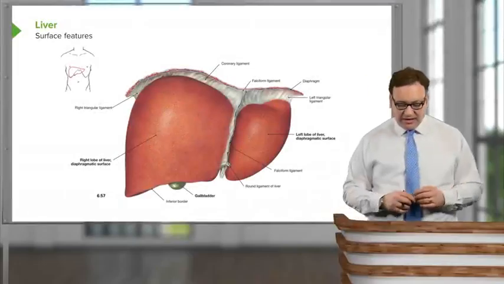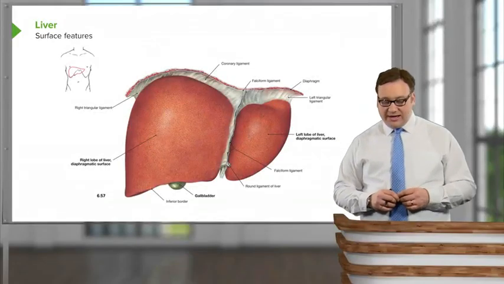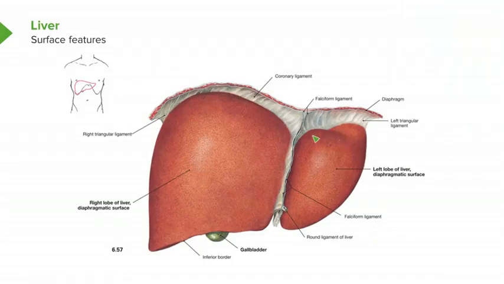Let's have a look at the surface features of the liver, which we can see. This little man here is indicating the gross position of the liver, but we can see that this is going to be down the right side, so we have this nice large right lobe of the liver. We have this much smaller left lobe.